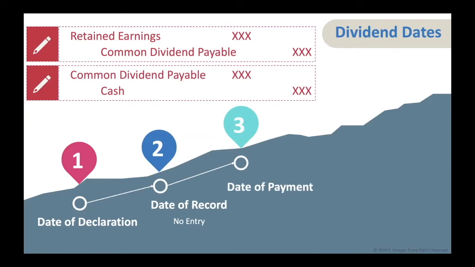The credit is the cash to indicate the cash amount that the company is paying out. The amounts for all these transactions are the same. I have an example to show you how these dates are indicated online.